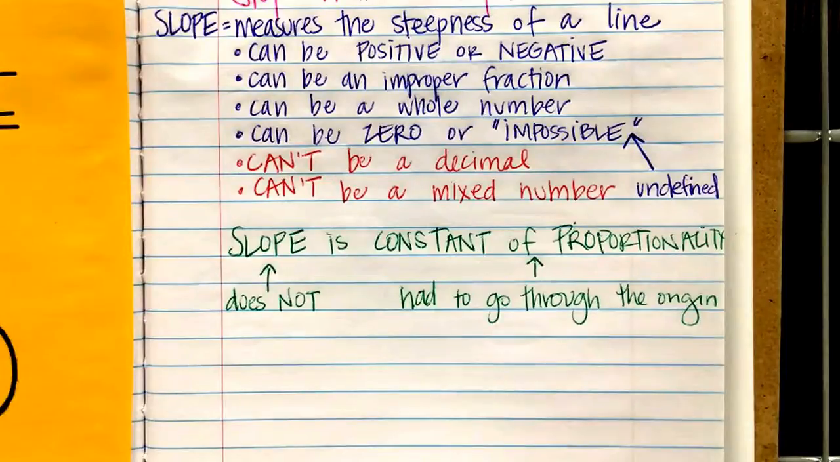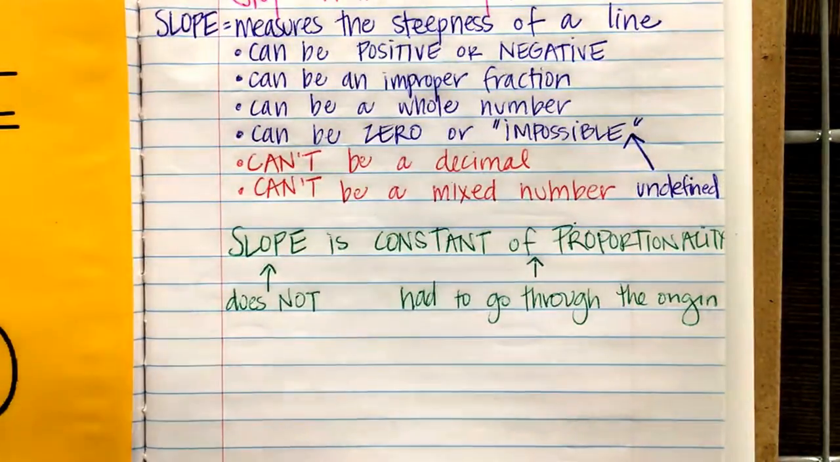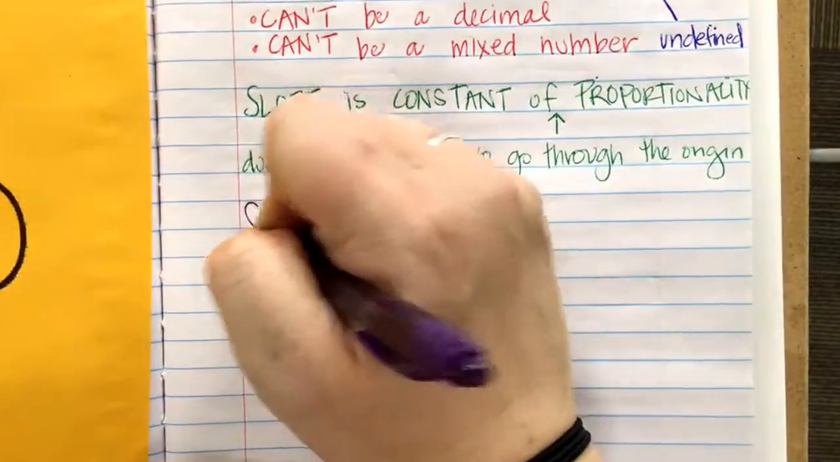And again, how did you find the constant of proportionality? Change in y over change in x. Slope is change in y over change in x.